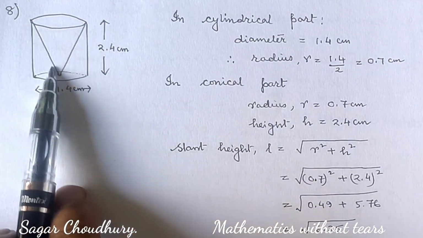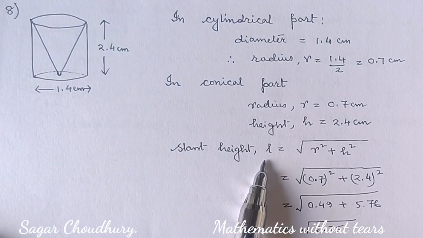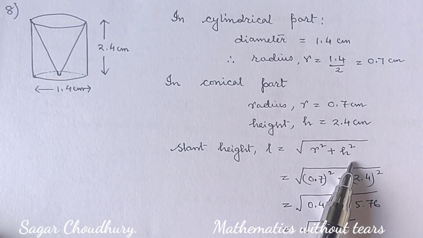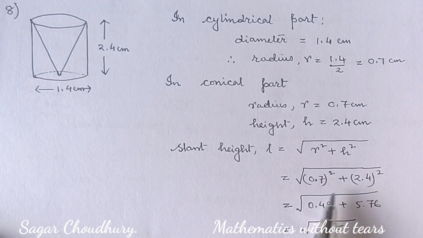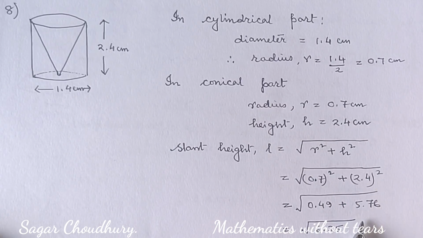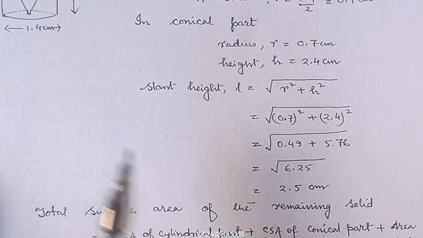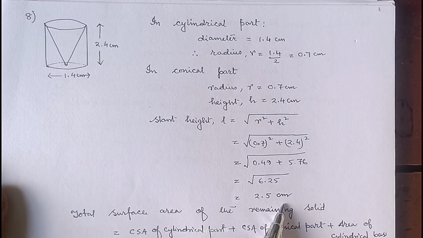Now we know the curved surface area of a cone is pi r L. L is slant height, so we have to calculate slant height. Slant height formula is root over r square plus h square. R is 0.7 square, h is 2.4 square. So 0.7 square is 0.49, 2.4 square is 5.76. After adding, it will be root over 6.25, which will give 2.5 cm. Therefore the slant height of the cone is 2.5 cm.